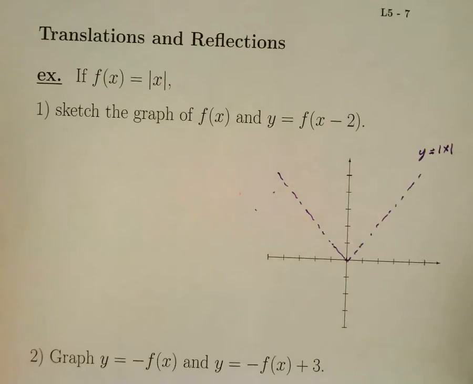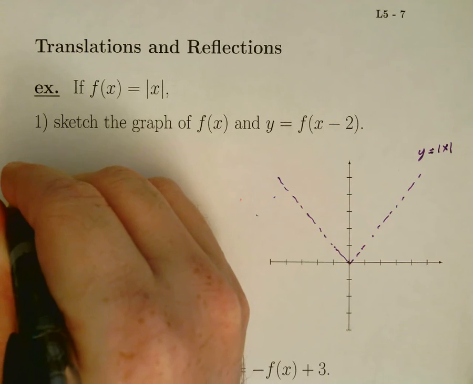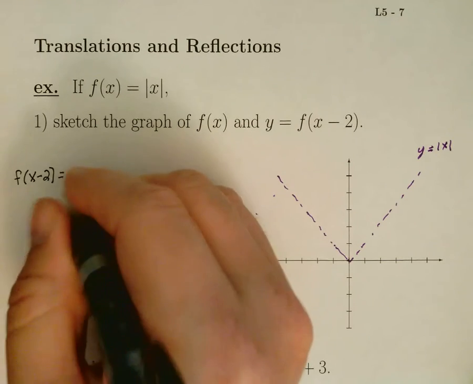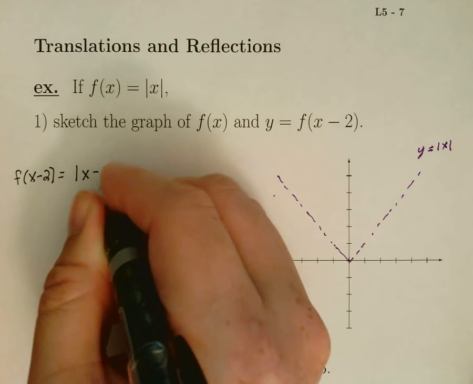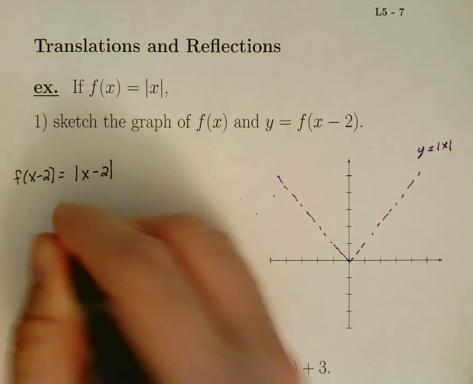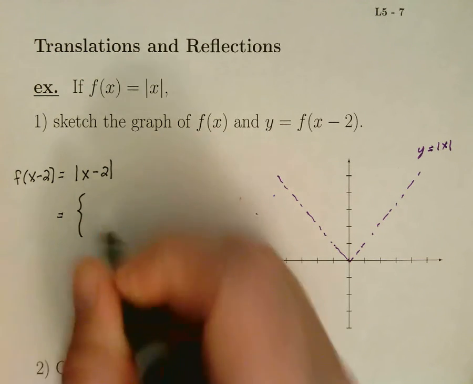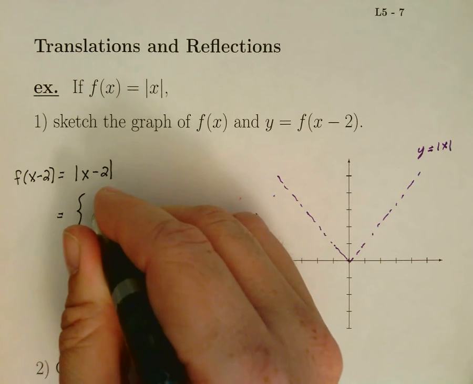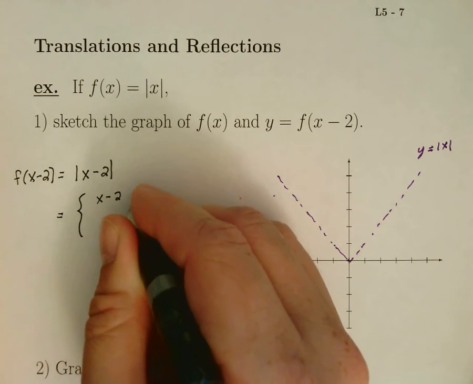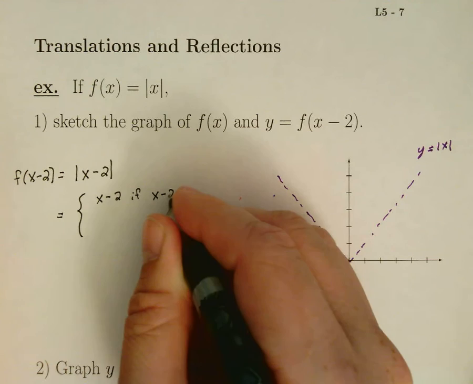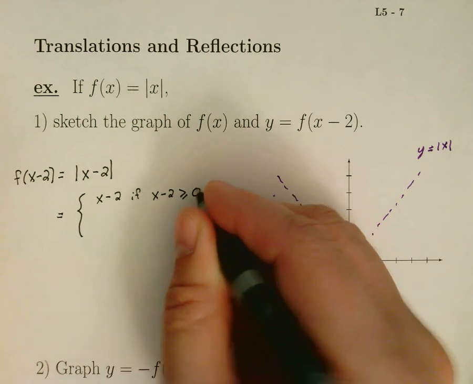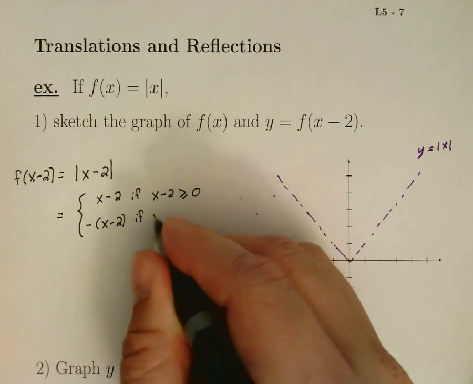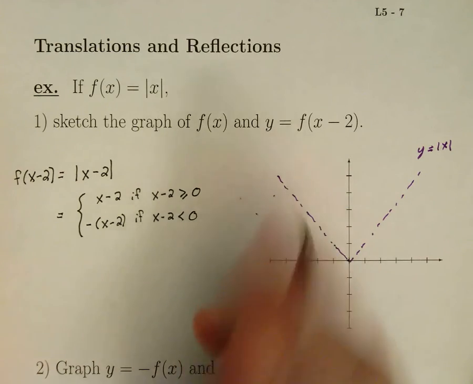Well, if I put in x minus 2, I have f of x minus 2 is going to be equal to the absolute value of x minus 2. But according to the definition, remember the definition is just whatever the inside is if the inside is greater than 0. So it's going to be x minus 2 if x minus 2 is greater than or equal to 0, or the negative of it, negative x minus 2, if the inside x minus 2 is less than 0.